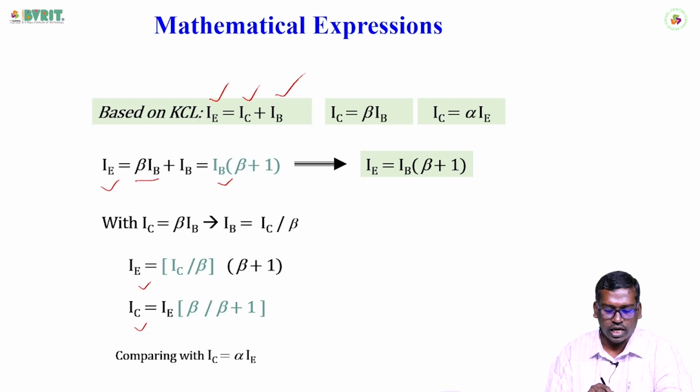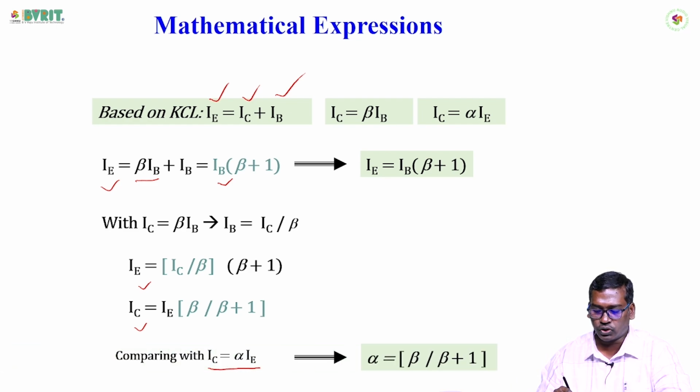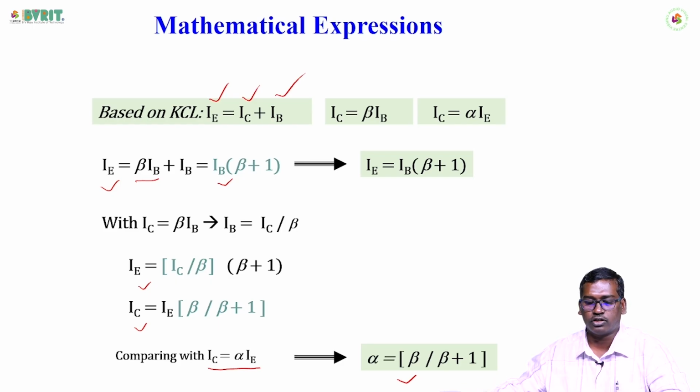Comparing with IC is equal to alpha times of IE, there we can write alpha is equal to beta by beta plus 1. This relation is very important in order to solve certain problems in the biasing.